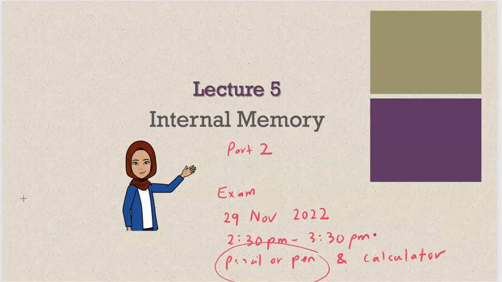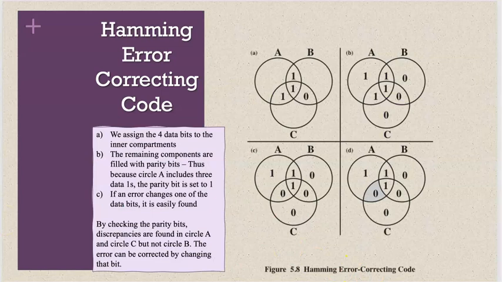Alright, so let's continue. I want to discuss the Hamming error correcting code. Okay, so we have seen this slide before, if you still remember what we talked about. So basically, I have 4 data bits that I am assigning inside these inner circles, right? These are the data bits. And outside this circle would be the parity bits.